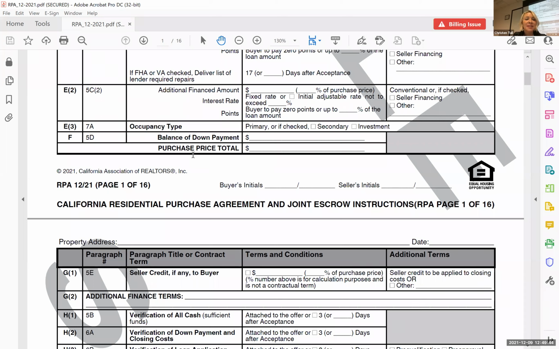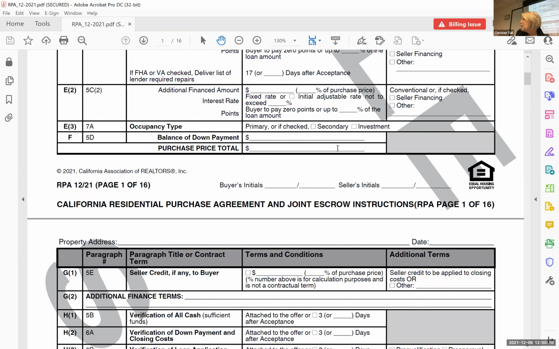Let's see here. Occupancy type, E3, is also really important because lenders provide different interest rates and terms to a buyer based upon whether or not they're going to live there. If it's going to be an investment or secondary, this is also different. It used to just be, will they be occupying the property or not? But I think they got more specific.